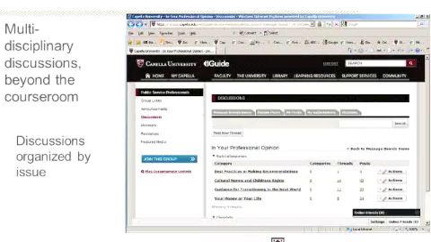Thanks, Geraldine. I really like that creative use of the wiki. We've just started using wikis, and I'm just amazed at how powerful they can be.